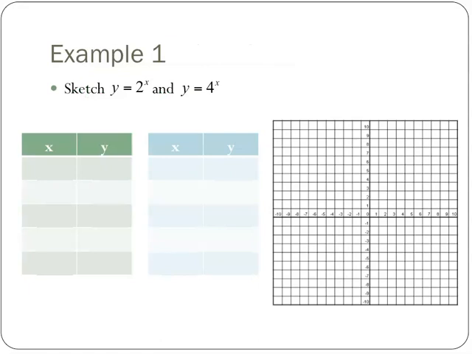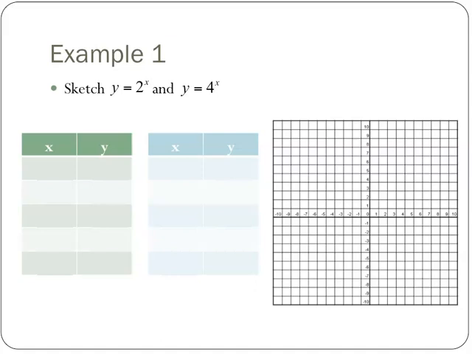Let's take a look at example 1. We are going to go ahead and graph y equals 2 to the x and y equals 4 to the x. Before we get into the graphing portion, we're going to fill out a chart, plug in some numbers, and get some actual coordinate points in order to graph or sketch the graph of these functions.